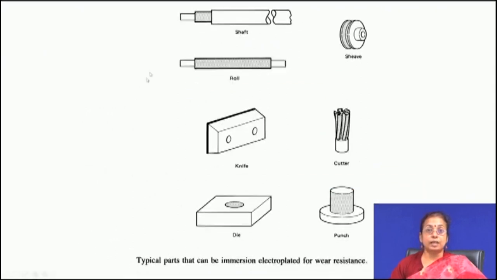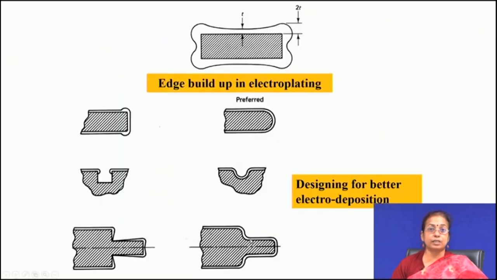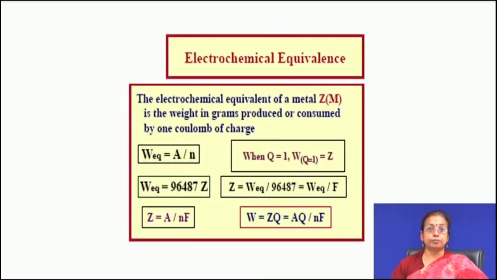Otherwise, electro deposition is a very good process and can be applied for any component like shaft, roll, knife, dies, with hard chromium coating for wear resistance application. It can also be applied for soft metal gaskets, anti-friction bearings, decorative rods, lights and bathroom fittings, and for production of micro parts for MEMS application. So, these are the typical applications of electro deposition.